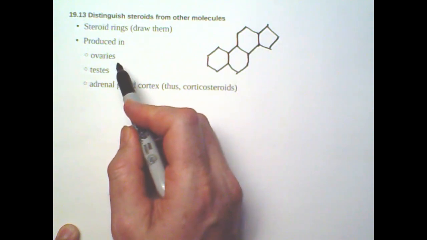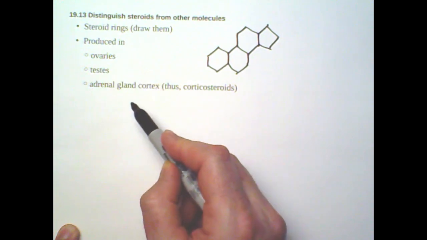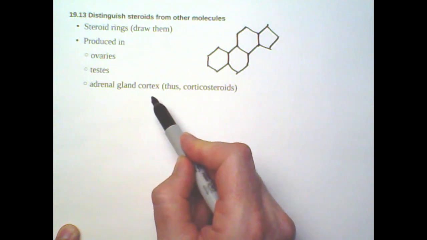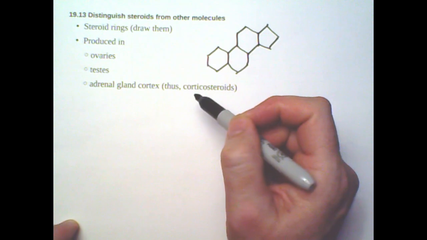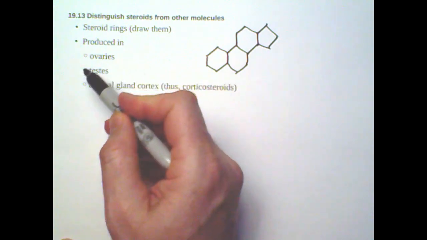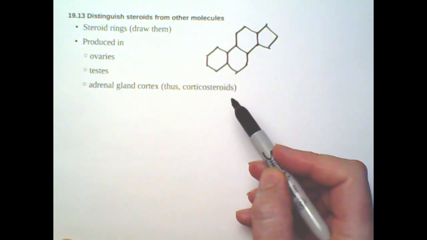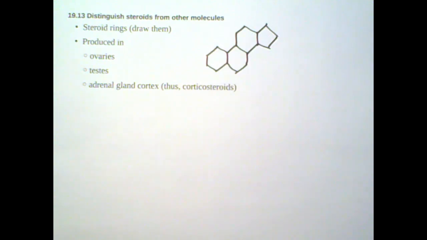Now steroids, you need to know that they're produced in ovaries, testes, and the adrenal gland cortex, thus corticosteroids. So with these pieces of information, where steroids are produced and what the steroid rings look like, we can go do the problems.